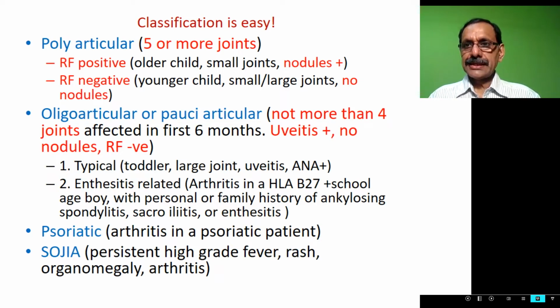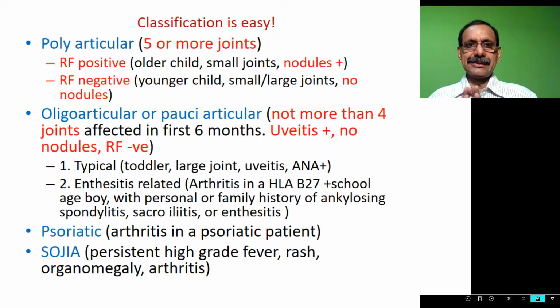If it is a rheumatoid factor negative polyarticular JIA, then these things are not there. That is, a small child is affected. The larger joints are more commonly affected. Rheumatoid factor is negative, and there are no rheumatoid nodules.